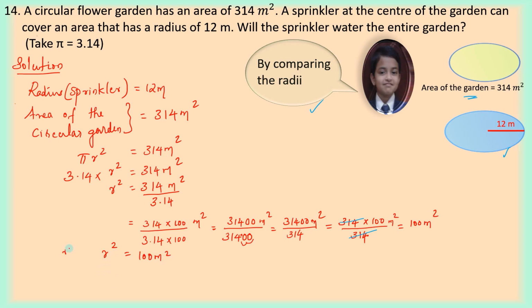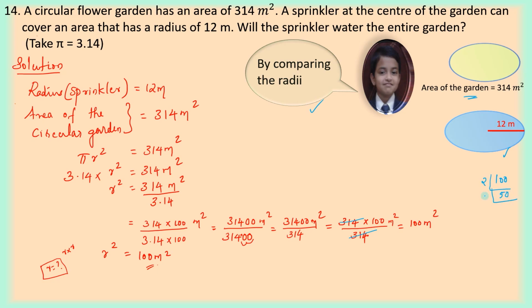Now r square means r into r. But here we have to get r only, that is the value of r. For that we have to find out the square root of this. For getting this, we can do prime factorization of 100. For this division we have to use prime numbers only. Since 100 is an even number, we can divide this by 2. Since 1 is smaller than 2, take the next digit also, that is 0. So we get 10. 10 divided by 2, it is 5.